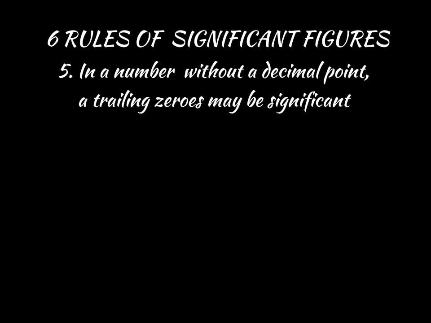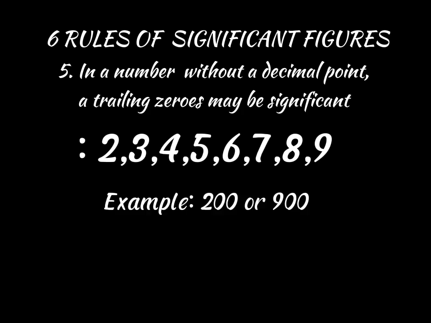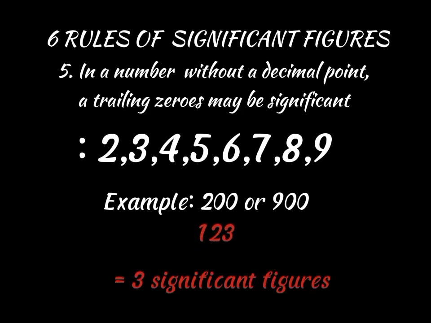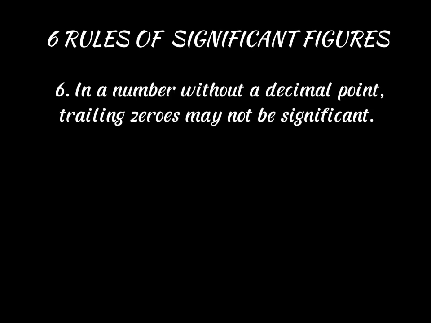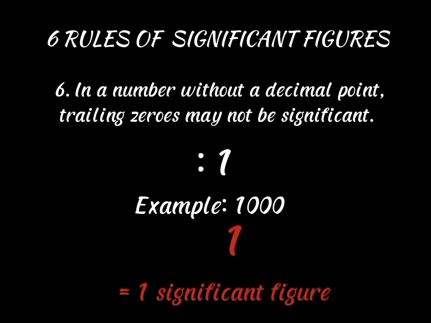5. In a number without a decimal point, trailing zeros may be significant. These are the numbers from 2 to 9. Example is 200 or 900. If we count them, there are a total of 3 significant figures. 6. In a number without a decimal point, trailing zeros may not be significant. This is only for number 1. Example, 1000. If we count them, there is only 1 significant figure.